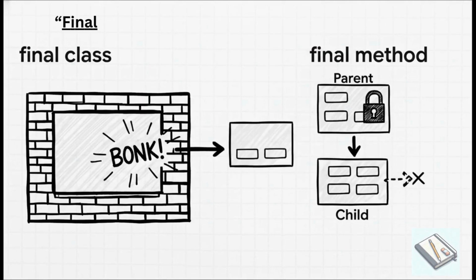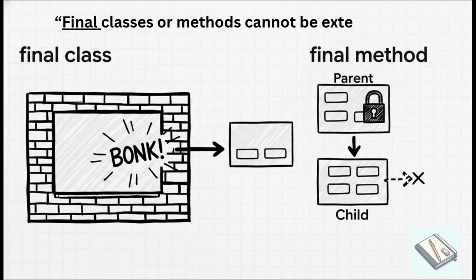Java also gives you specific keywords to lock things down. If you declare a class as final, you're saying no other class can ever extend it. This is crucial for things like security, or for classes like String, whose behavior should never ever change. You can also make just one specific method final. That means a child can inherit it, but they're absolutely forbidden from overriding it.